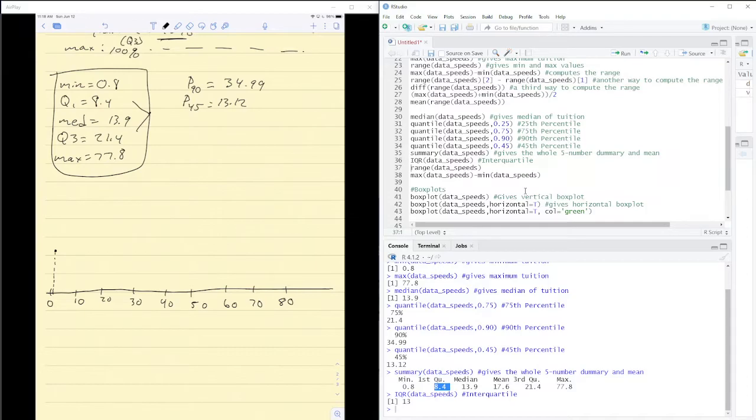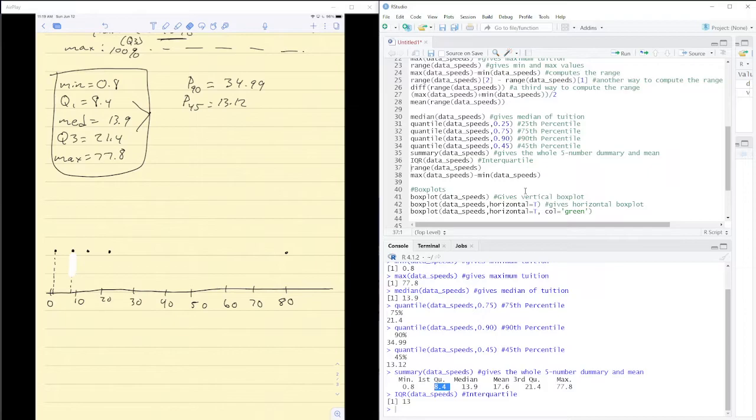My first quartile is 8.4, which is about right there. So if I dropped this straight down, I would get 8.4 right there. Median is 13.9. So I'll make another point there. My third quartile is 21.4. So I'll make a point about right there. And then my max is all the way out here at 77.8. So it's very, very far out.